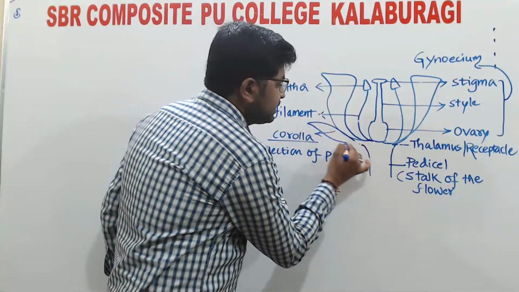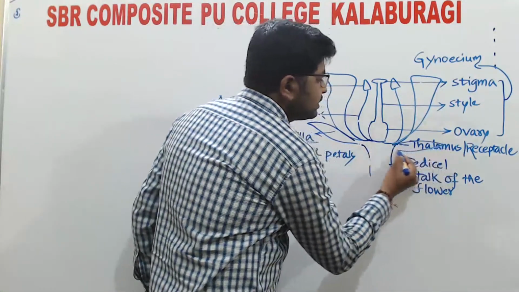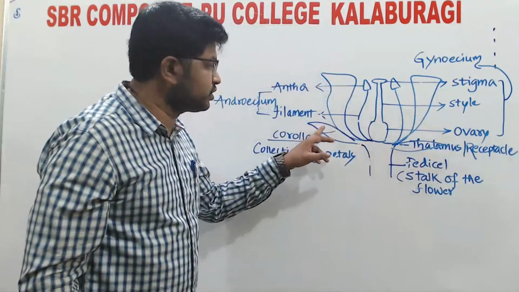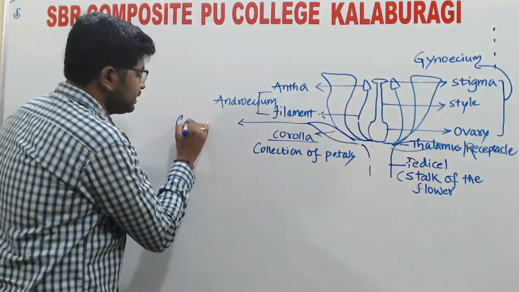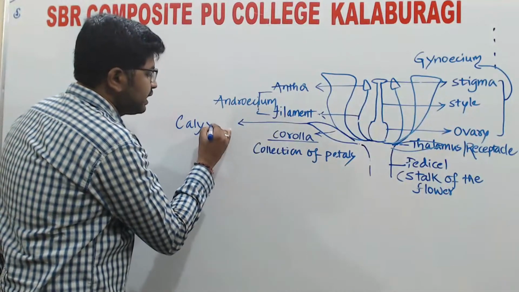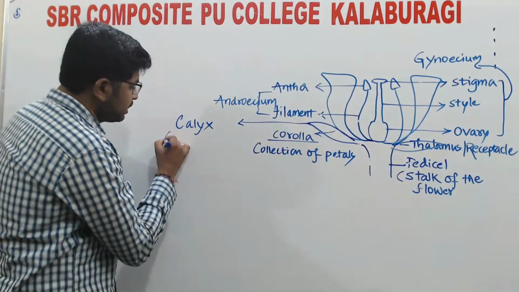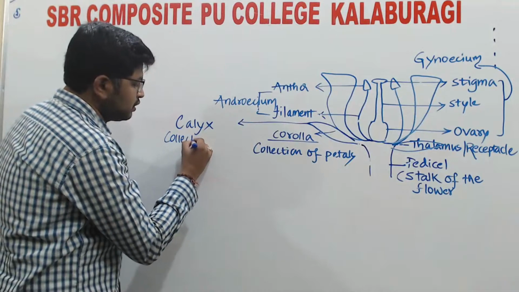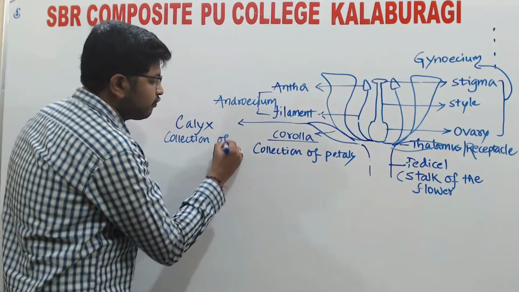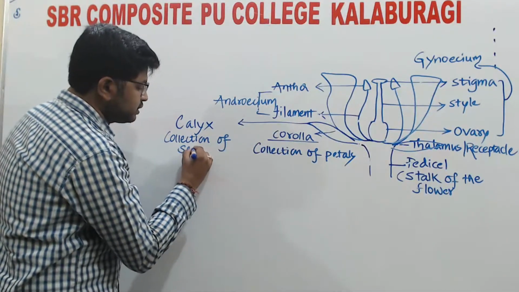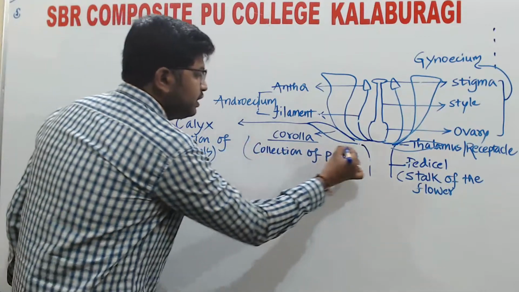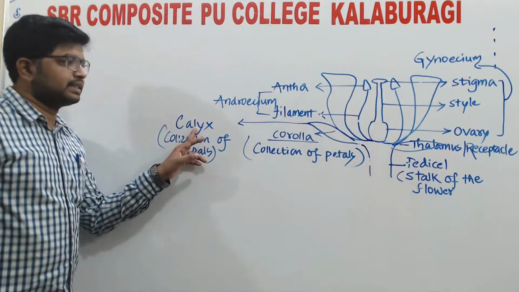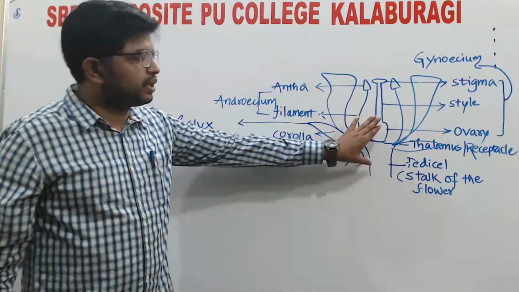Now, what is this calyx? It is a leafy green structure. This we call the calyx. It is the collection of sepals, right? The collection of the sepals, we call it calyx. So this is a typical flower.